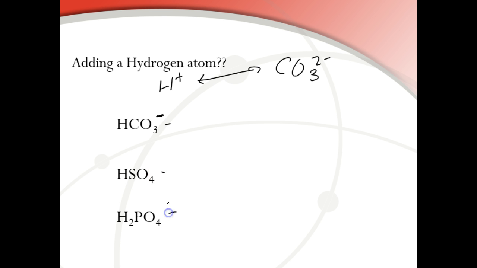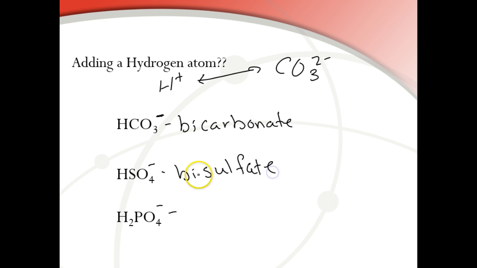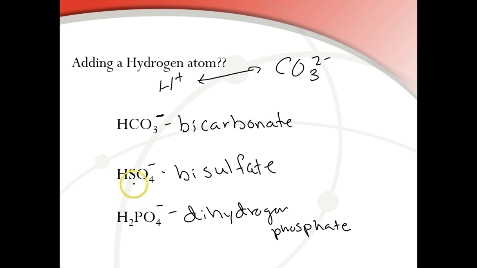And so whenever we do this, HSO4-, H2PO4-, we add a bi to the front if we have one hydrogen. So you can say bicarbonate or bisulfate. Now we could add one hydrogen and get biphosphate, but if we add two, we get dihydrogen phosphate. Hydrogen phosphate is a good name for that. You can also call this hydrogen sulfate and hydrogen carbonate. That's fine.